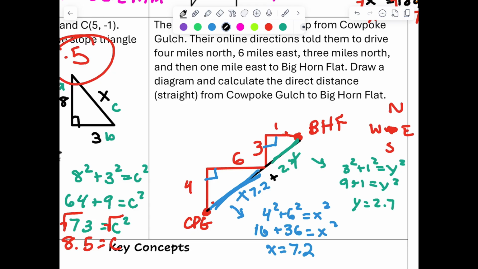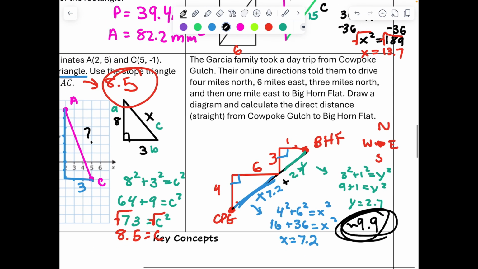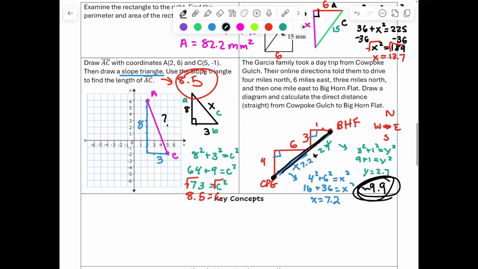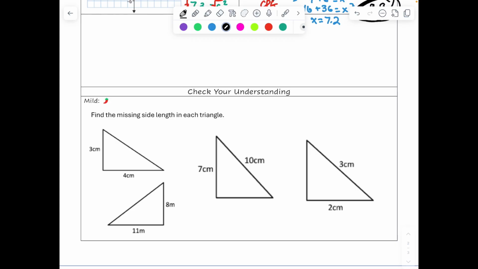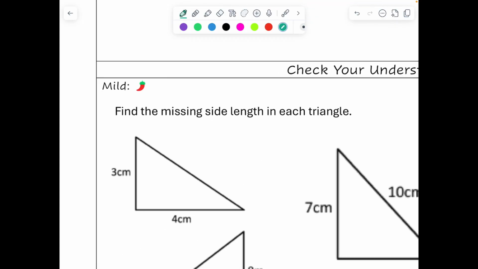So what we can do is add those together. 7.2 plus 2.7 is going to be 9.9 roughly. Okay, so it's going to take them 9.9 miles to get straight from Cowpoke Gulch to Bighorn Flat. All right, we will move on to the check your understandings.